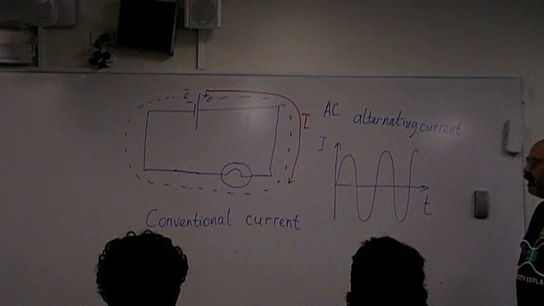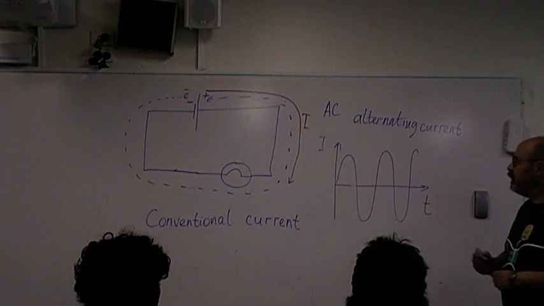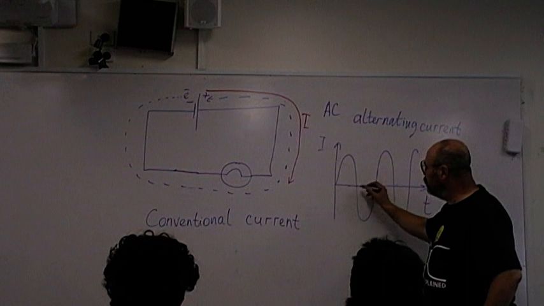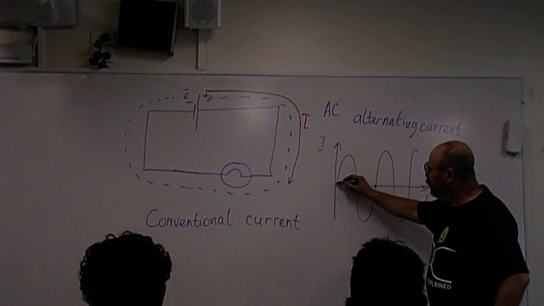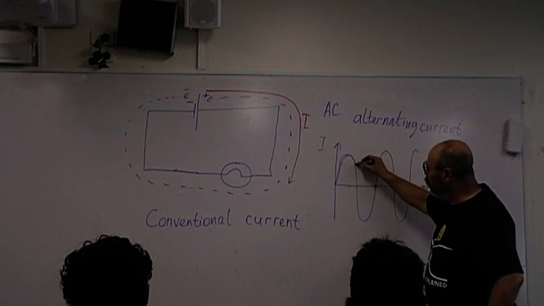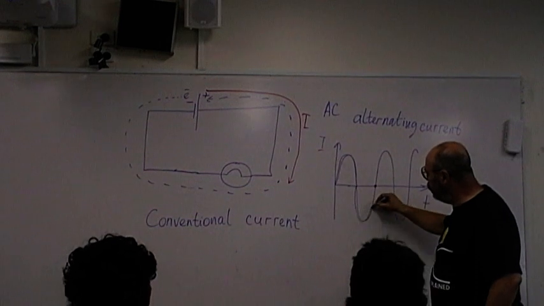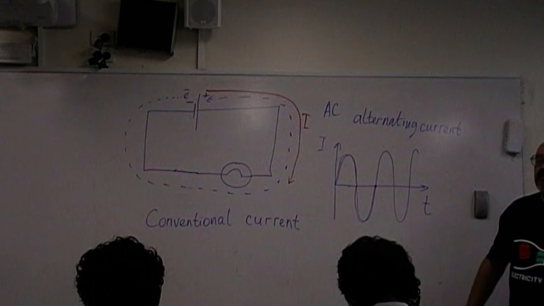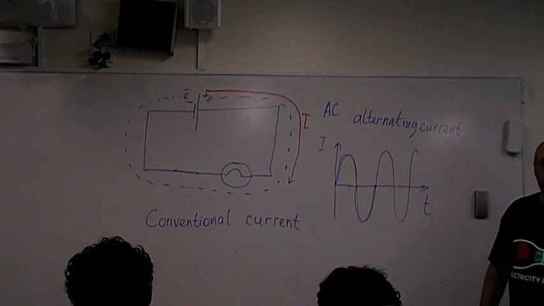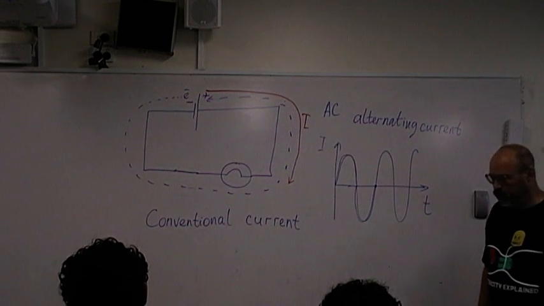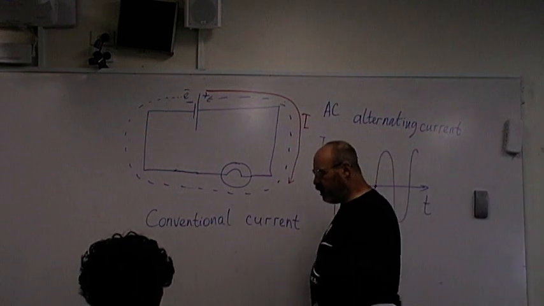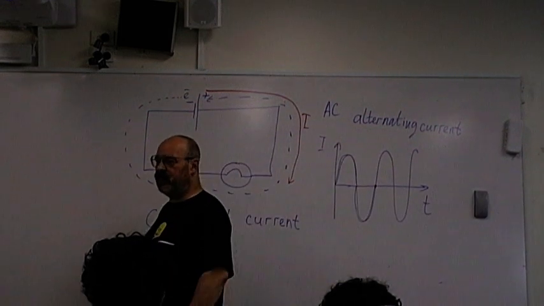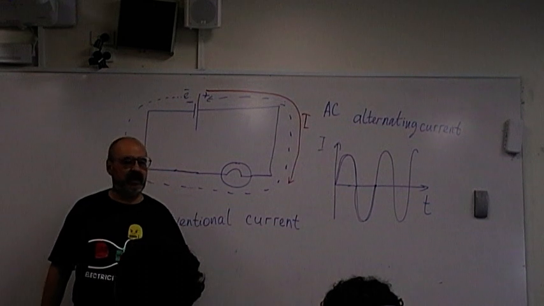And the number of cycles, that will be one cycle. That is one cycle, flowing one direction, then back. The number of these cycles per second is the frequency of the current. Do you know what the frequency of the current is in Australia? In Australian power points?